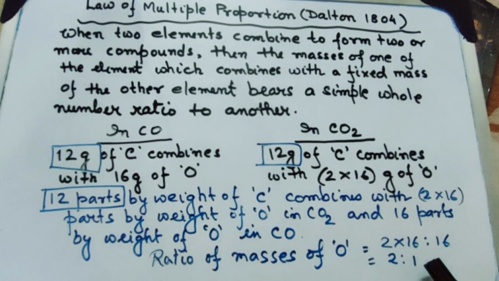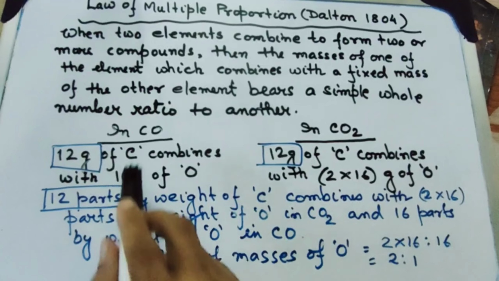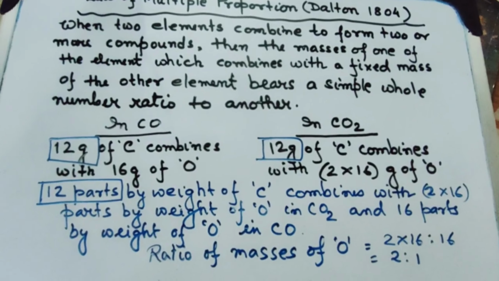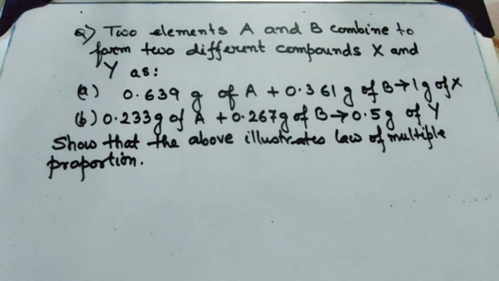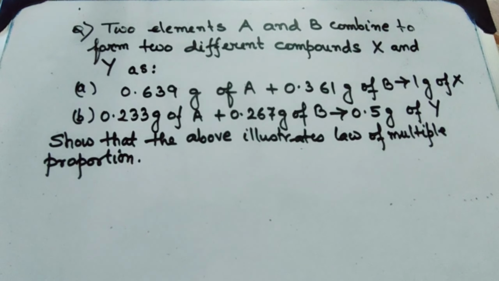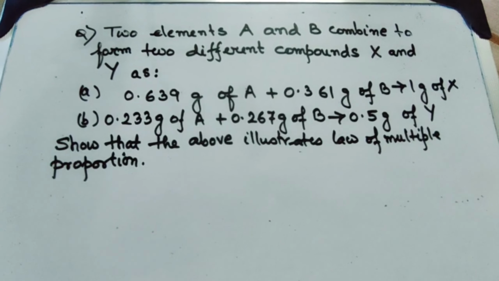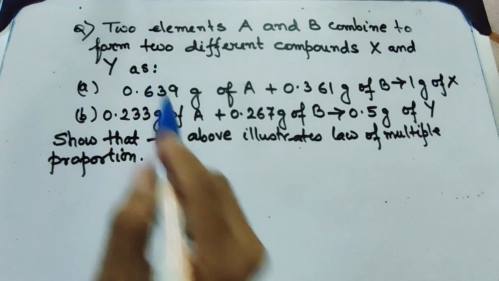2 into 16 in CO2 is to 16 in CO, which is a simple whole number ratio, that is 2:1. Let us check out another question related to the law of multiple proportion. Two elements A and B combine to form two different compounds X and Y.